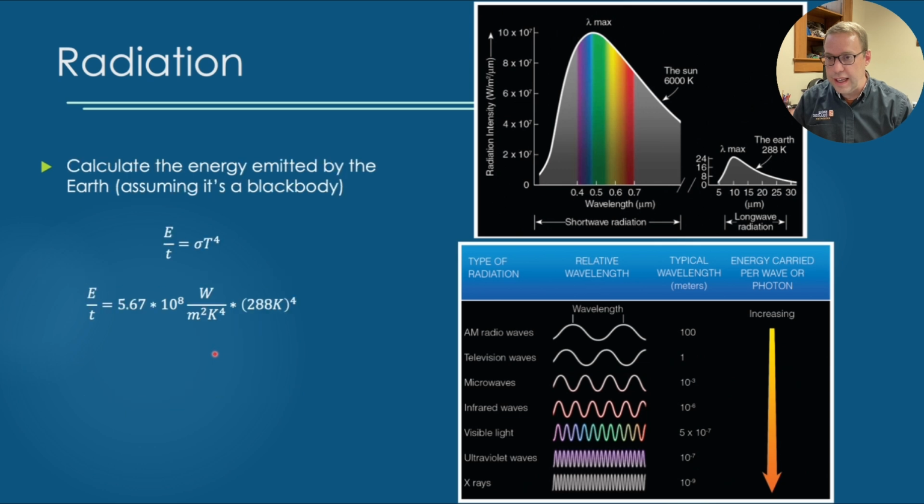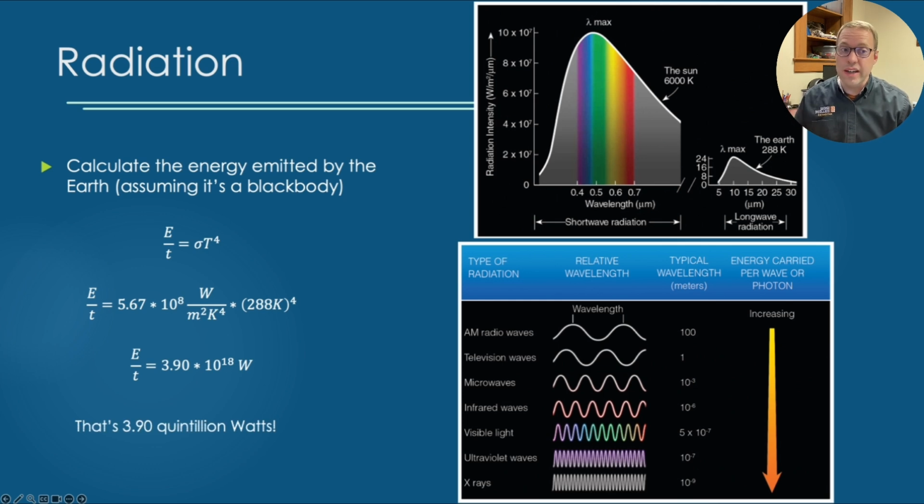All right. Now let's talk about the rate at which the Earth emits radiation. Again, here's our equation, but this time we are putting in the temperature of the Earth, which is 288 Kelvin. And when we do that calculation, we get 3.9 times 10 to the 18th watts. That'd be 3.9 quintillion watts. Nowhere near as much as what the sun gives off, but it's still a fair amount. Far more than your 100-watt light bulb that you have in your homes.